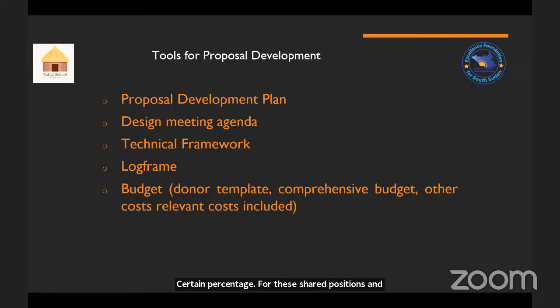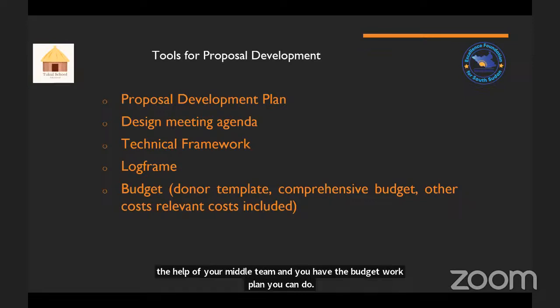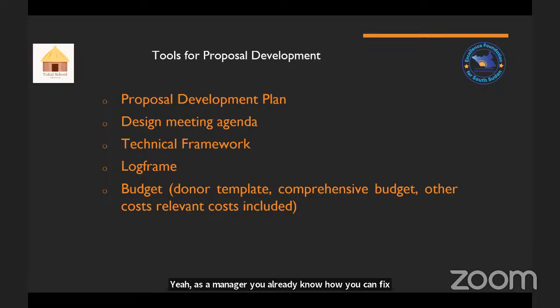So when you are doing your proposal, these are the tools that you might want to look at. Make sure you have your proposal development plan. You have the design agenda that captures what you want to do, and you have a technical framework. This is just a document where you put your activities in. You have the logical framework designed with the help of your MEL team, and you have the budget. Work plan you can do. As a manager, you already know how you can sequence some of these activities.